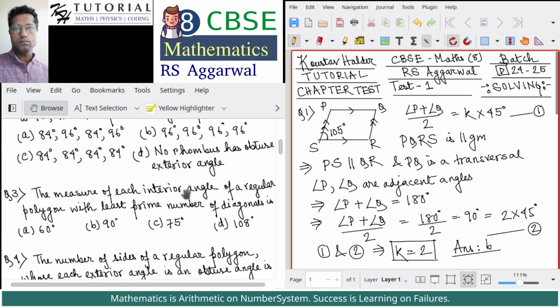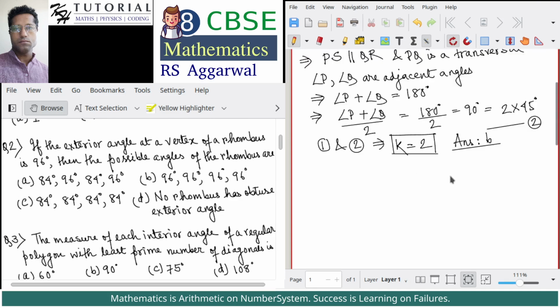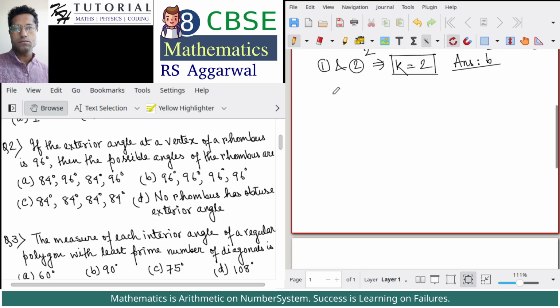Okay. I will quickly check if everything is visible or not. Okay. Let's do problem number 2. Problem number 2 says, if the exterior angle at a vertex of a rhombus is 96 degrees, then the possible angles of the rhombus are, some choices are given. Choice A is telling that the 4 angles are 84 degrees, 96 degrees, 84 degrees, 96 degrees. Okay. B is 96, all are 96 degrees.